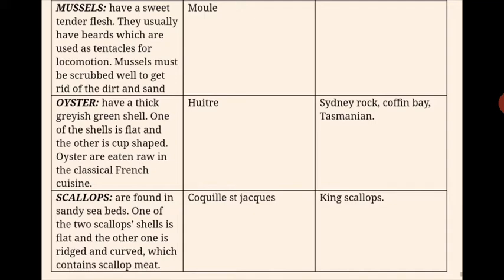Next one is scallop. Scallops are found in sandy seabeds. One of the two scallop shells is flat and the other one is ridged and curved, which contains the scallop meat.